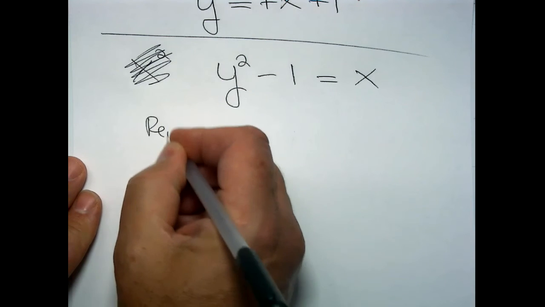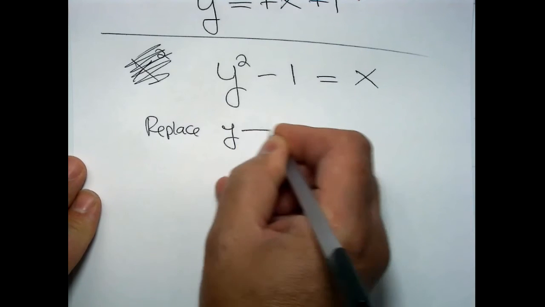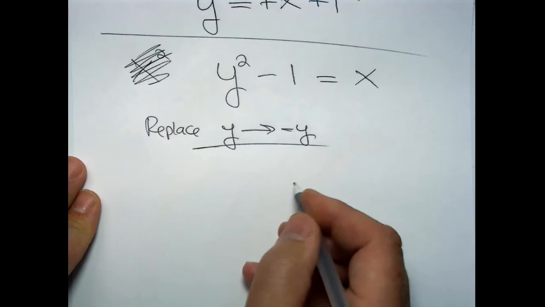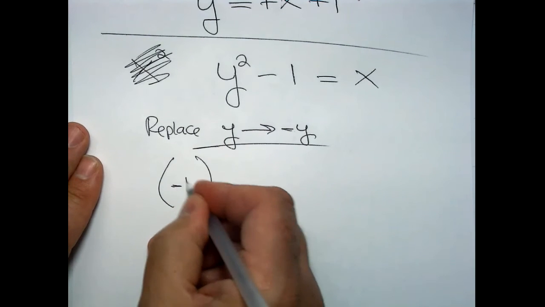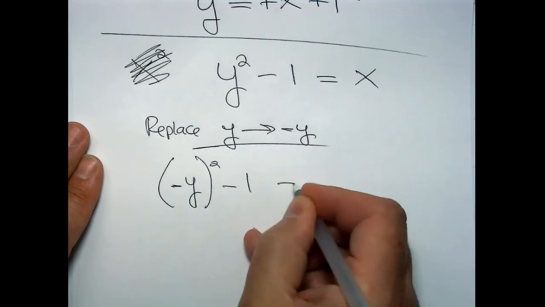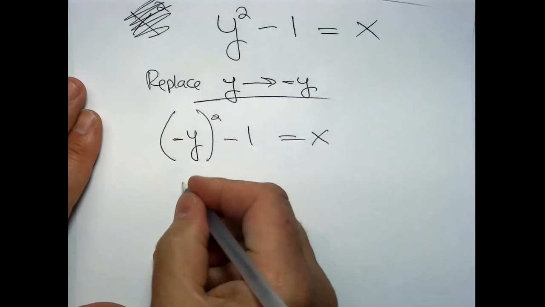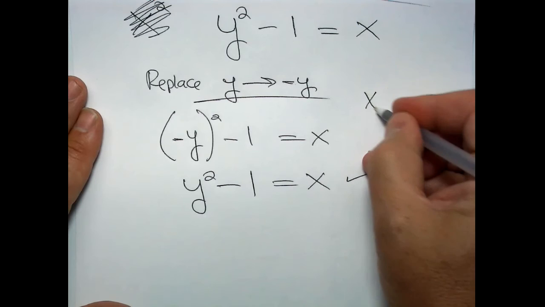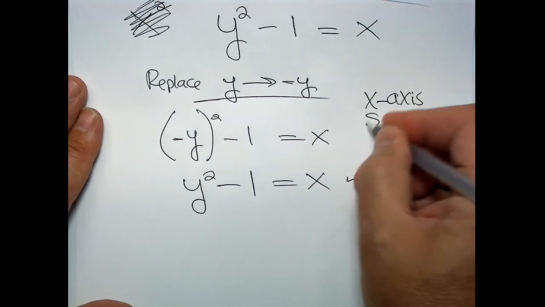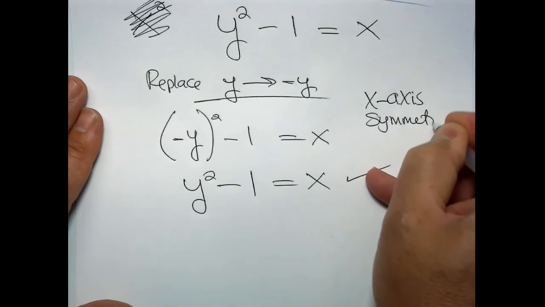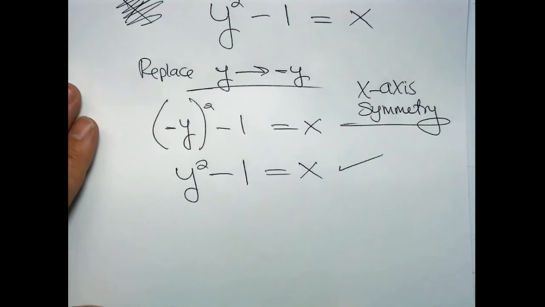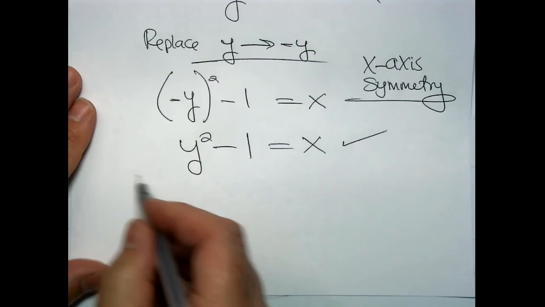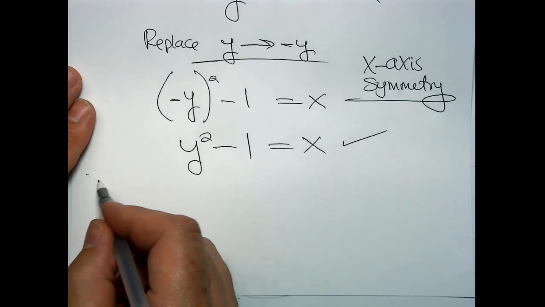I'm going to replace y with minus y, and let's see what happens. So instead of y squared, you get minus y squared. In fact, negative squared is positive. And that's a big check mark. So we do have x-axis symmetry here. And if we were to graph that, you would see that reflection across the x-axis.